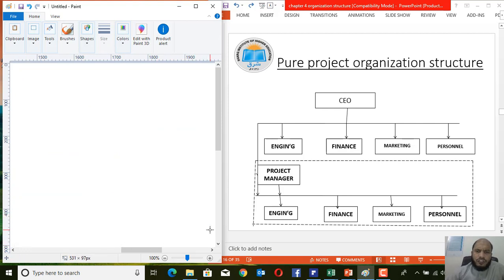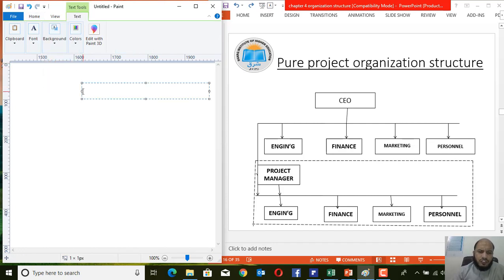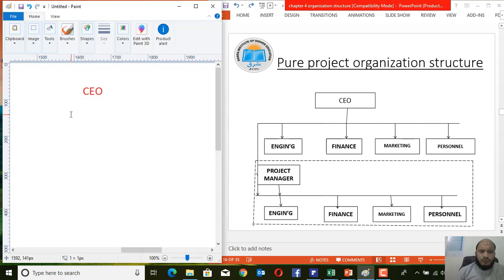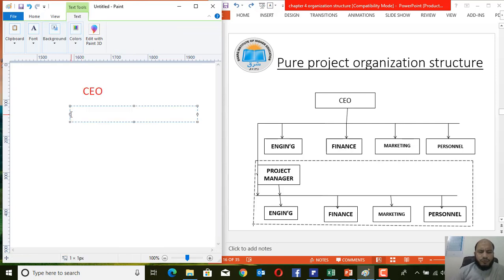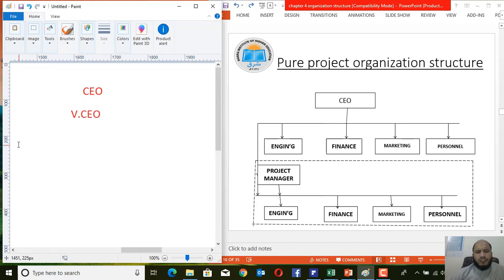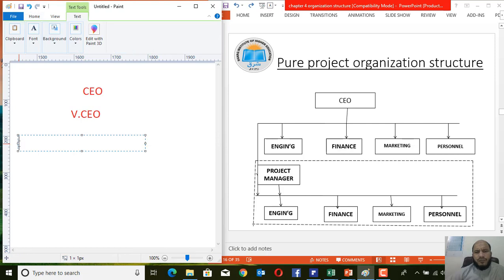So dear students, consider that this is an organization and this organization has a chief executive officer. He will also have, for example, a deputy to the chief executive, or we may say a vice to the chief executive officer.